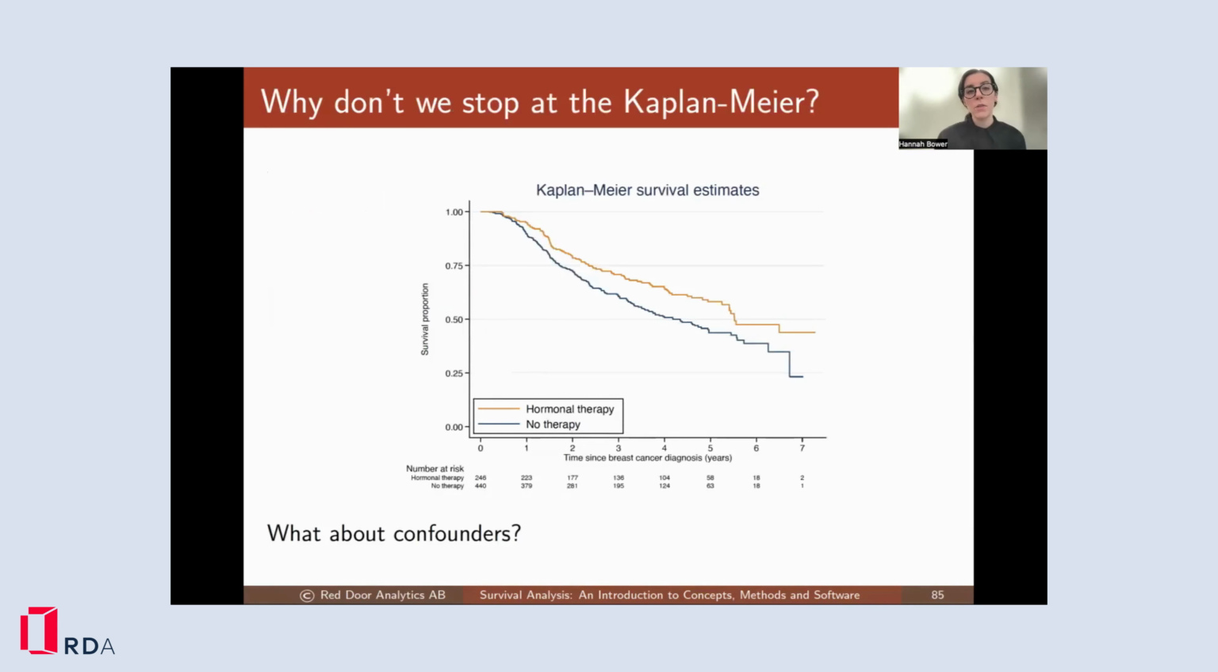So a natural thing might be to say, well, why didn't we just stop at this? We already see that there's a difference between the two groups. Well, I think it's really important at this point to just mention confounders. We don't know if there's confounders of this association between hormonal therapy and recurrence or death that could be affecting the difference between these two groups. So this is one of the reasons why we go on to modeling.